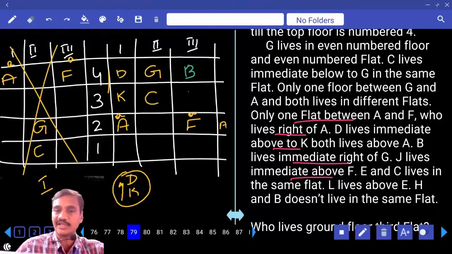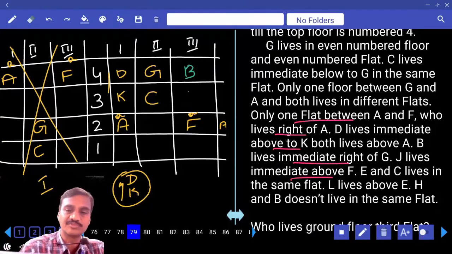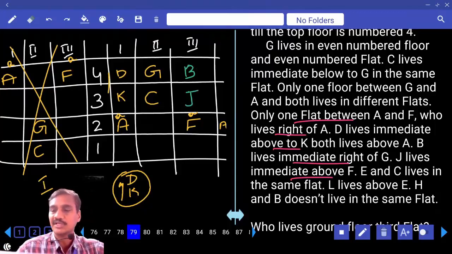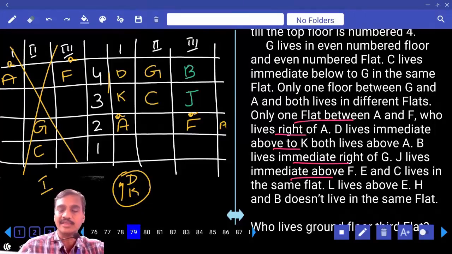And J lives immediately above F. Who is the person immediately above F? J. J must be at this place. E and C live in the same flat. C is here. E can be on the second floor or on the first floor.